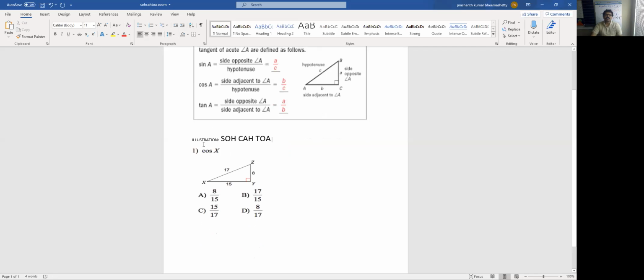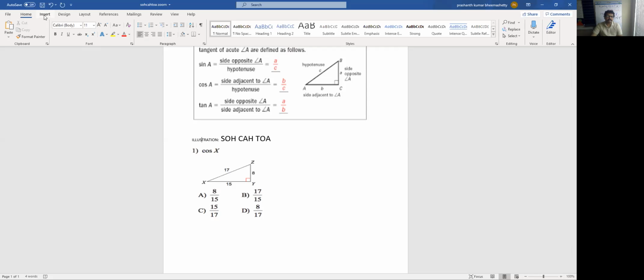Now, in the first illustration here, I'm going to explain one question based on this example. What we are supposed to find here is cos of x. So x is the angle here. Where do you see x here? X, y, z. So x is the angle here, right? Let's figure out the opposite side to this x. So what is the opposite side to this x?